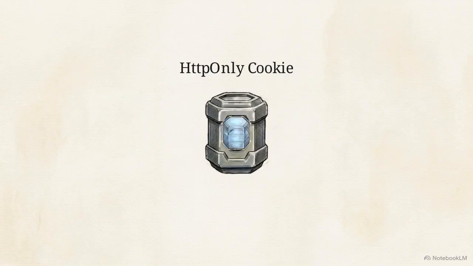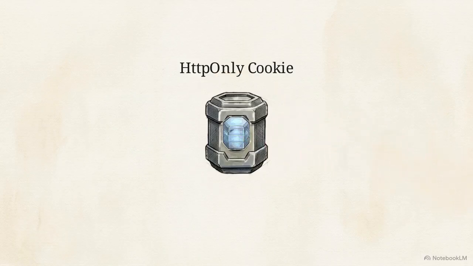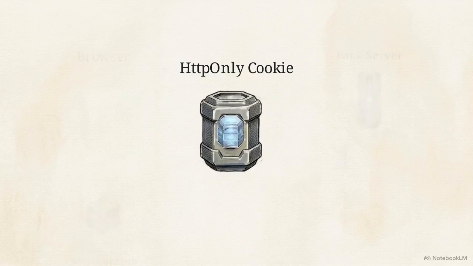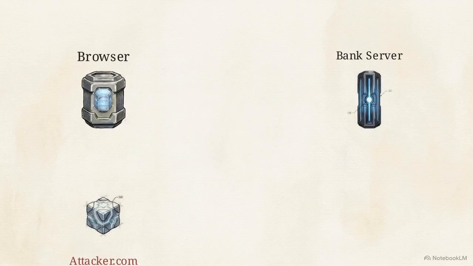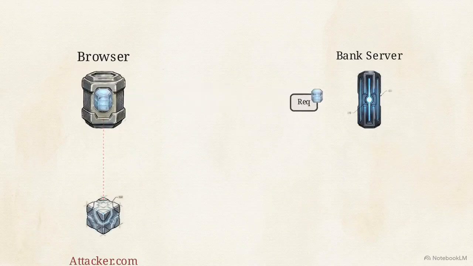The alternative is an HTTP-only cookie. This flag mathematically blocks JavaScript access to the cookie, ensuring the token cannot be stolen via XSS. While more secure against theft, HTTP-only cookies introduce a different risk. This creates an opening for cross-site request forgery, or CSRF. An attacker tricks the browser into sending an unauthorized request, and the browser automatically attaches the cookie.